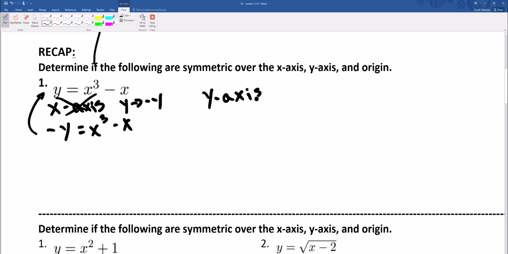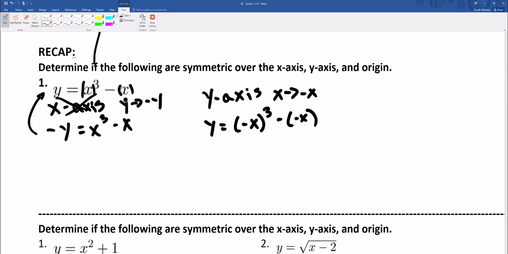So now let's see if it's symmetric over the y-axis. You plug in a negative in for x. So we get y equals negative x cubed minus negative x. Now, again, remember we have to pretend like there's parentheses where the x is, and we're replacing what's inside the parentheses with negative x. Negative times a negative times a negative is a negative. Is that the same as the original? No, so it's not symmetric over the y-axis.